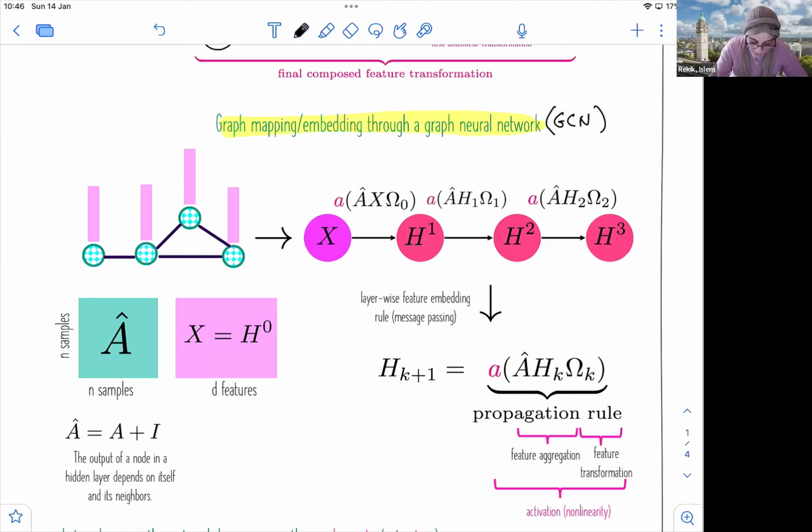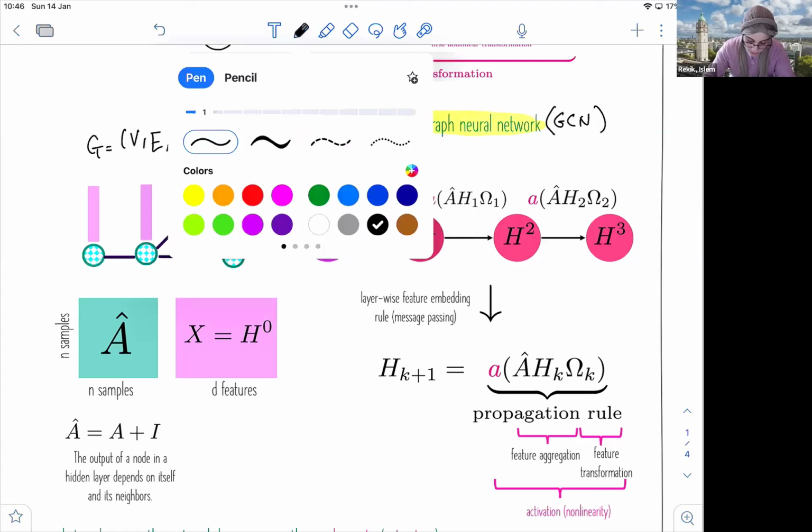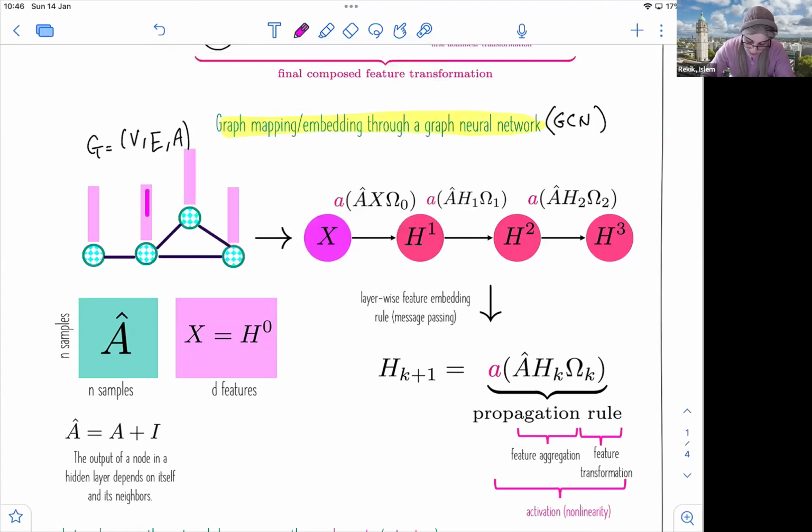And here we have our graph, composed of nodes and a set of edges. And we can also, in some notations, add the A here, which is the adjacency matrix, okay? So this graph is an annotated graph, which means each node is represented by a feature vector.